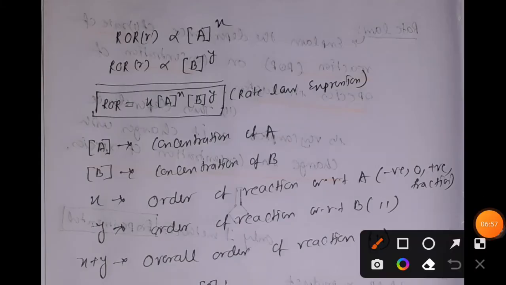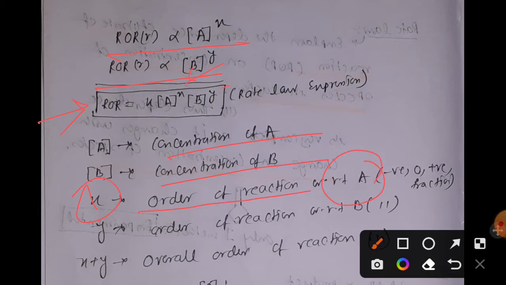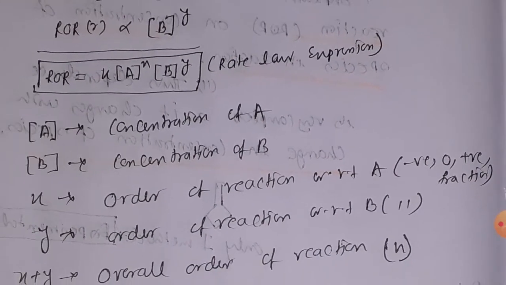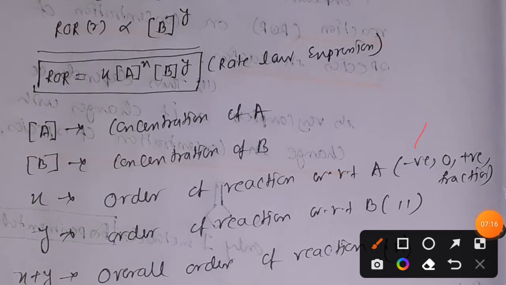So now here I have generalized the situation. Here A is the concentration of A, and B is the concentration of B. So x here is the order of the reaction with respect to A, right? Similarly, y will be the order of the reaction with respect to B. Another important thing: the order of the reaction may be negative, maybe 0, maybe positive, maybe a fraction.